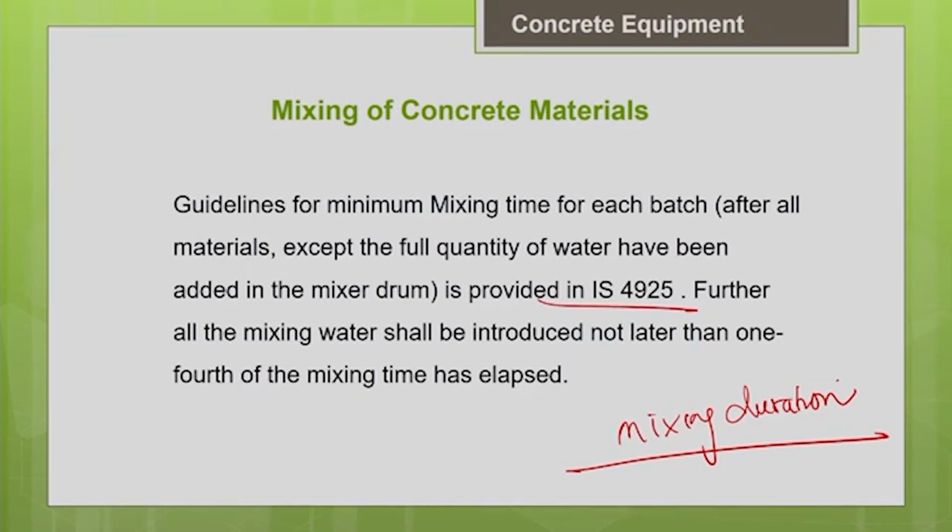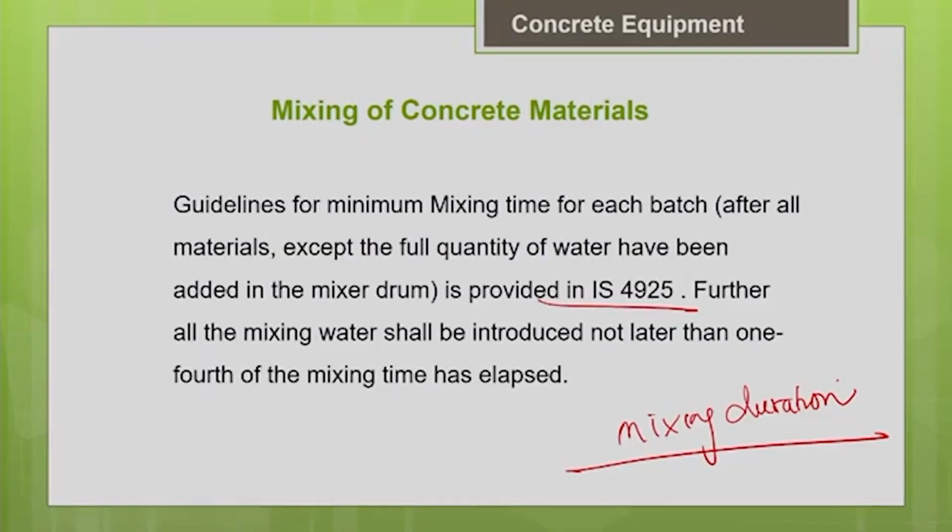Generally, if you go for a lesser duration than what is needed, what will happen? You will not get a homogeneous mix. That is the main problem. And if you go for a very high mixing duration, it is also not good, because as you know, as you add water to the concrete, your cement starts setting. It will result in loss of water from the concrete due to evaporation. That will affect the workability of the concrete. So, extended mixing duration is also not good with respect to the setting and the workability of the concrete. That is why there is an optimum mixing duration for every mixer machine, and we should go by the manufacturer's recommendation. Guidelines for minimum mixing time for each batch are given in IS 4925, so it will apply.